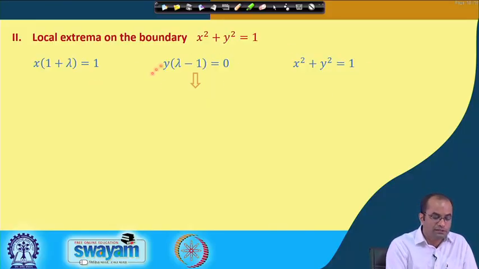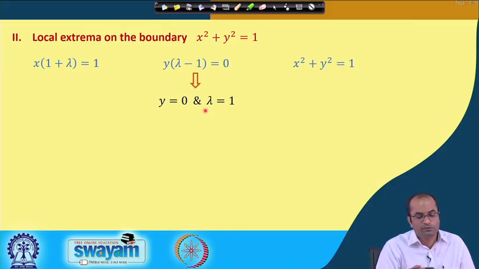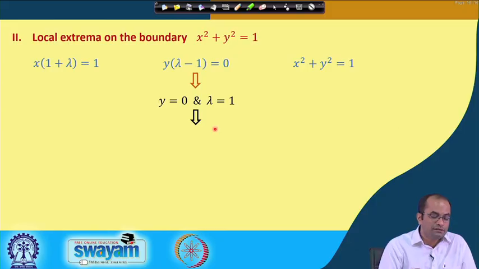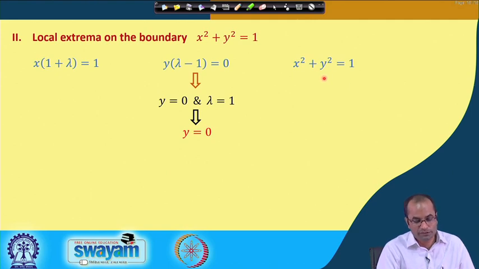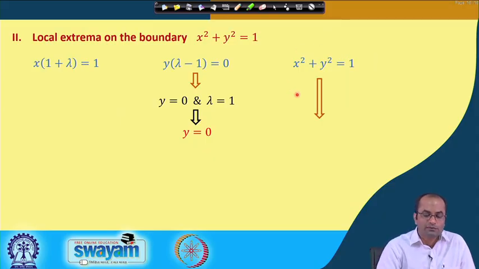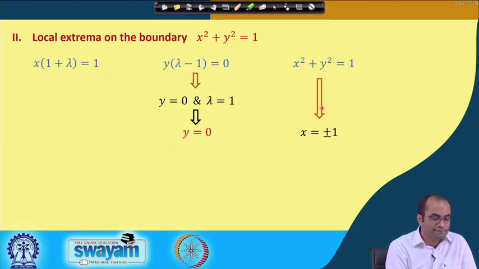So, we have these 3 equations which we want to solve now. Let us start with this middle one. This is satisfied when lambda is equal to 1 or y is equal to 0 or both. So, if we consider y is equal to 0 first, this equation is satisfied. Now, for y is equal to 0, from the third equation, we have x square is equal to 1. That means x is equal to plus minus 1. This equation is also satisfied. So, with y equal to 0 and x equal to plus minus 1, these 2 equations are satisfied.